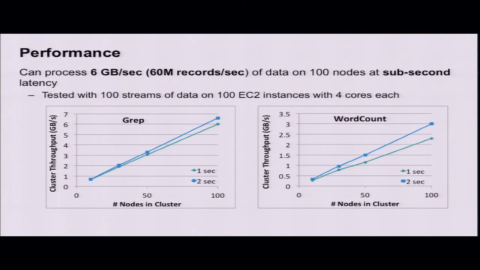Performance-wise, it scaled very well. These are some simple benchmarks, grep and word count. On the x-axis is the number of nodes in the cluster, and on the y-axis is throughput. This basically says that it scales well. One line is for 1 second batch sizes, and the second line, the blue one, is 2 seconds. With larger batch sizes, you have better throughput, because there is a fixed overhead you pay with each batch. So this is just showing linear scaling.